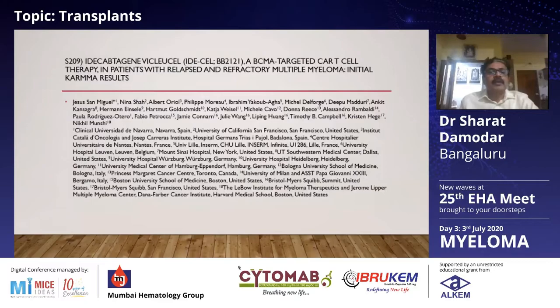The first one is S209, which is ide-cel (idecabtagene vicleucel), also called bb2121, a BCMA targeted CAR T cell therapy in patients with relapsed refractory multiple myeloma from the KarMMa trial. You have a big subgroup of patients, sponsored by BMS. This was the data which was presented there.